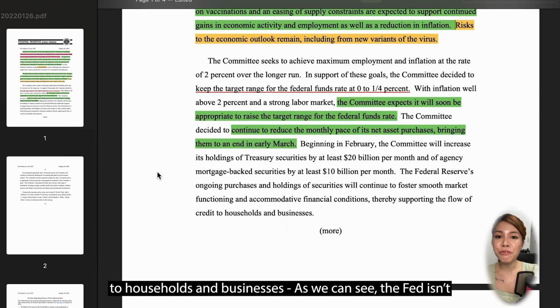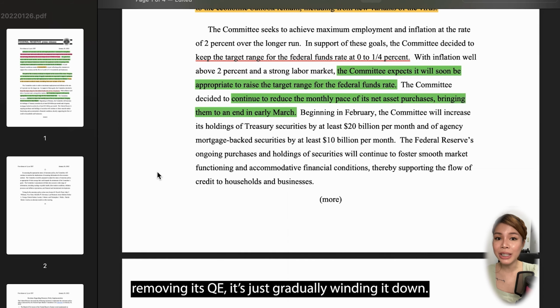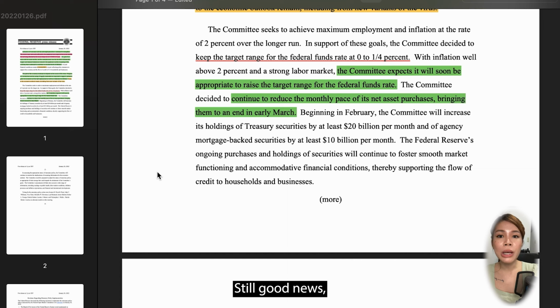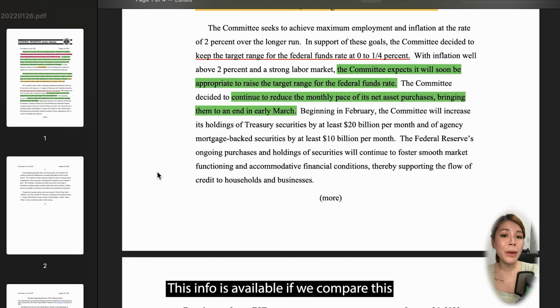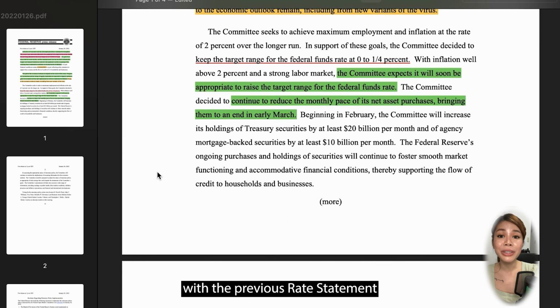As we can see, the Fed isn't removing its QE. It's just gradually winding it down. Still, good news. But the actual impact on the USD value will be based on how much reduction they did. This info is available if we compare this with the previous rate statement, which we're gonna do later on.